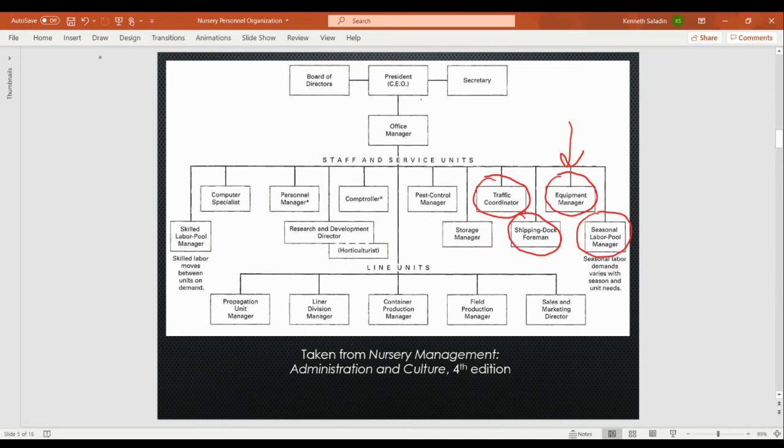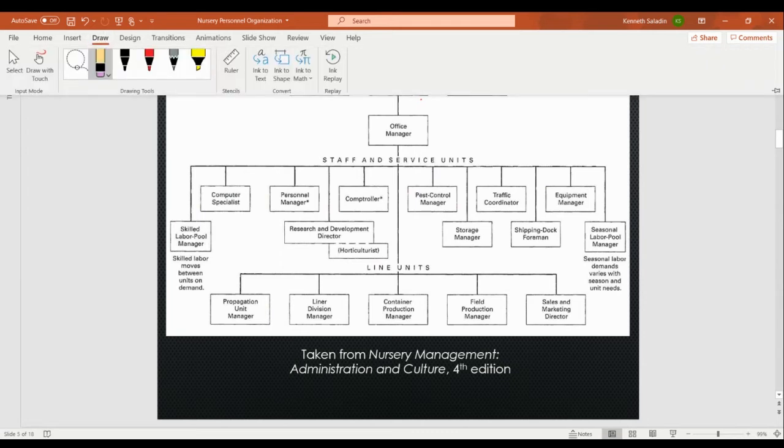All right, so the next level, line units. What I like to think of is a production line, and then the term line unit makes more sense to me. So anybody that has a line position with the nursery is going to be in charge of some aspect of the production of the products that the nursery sells.